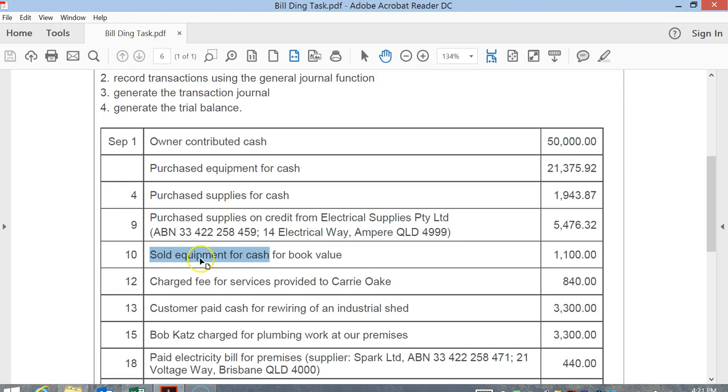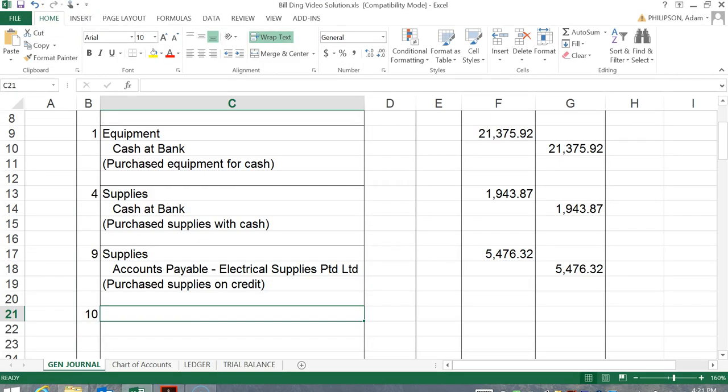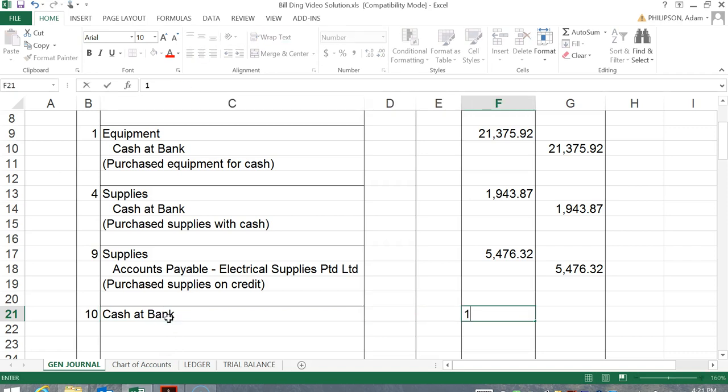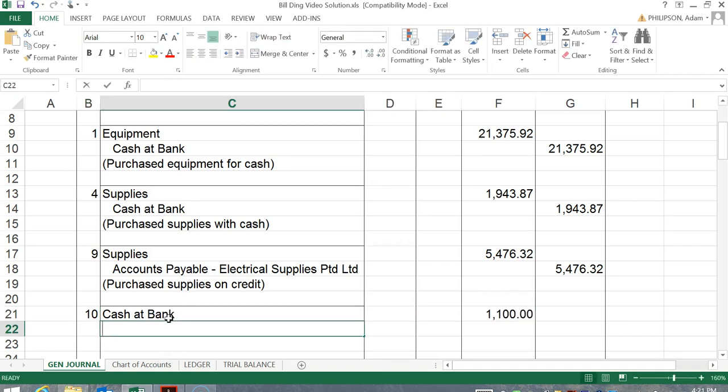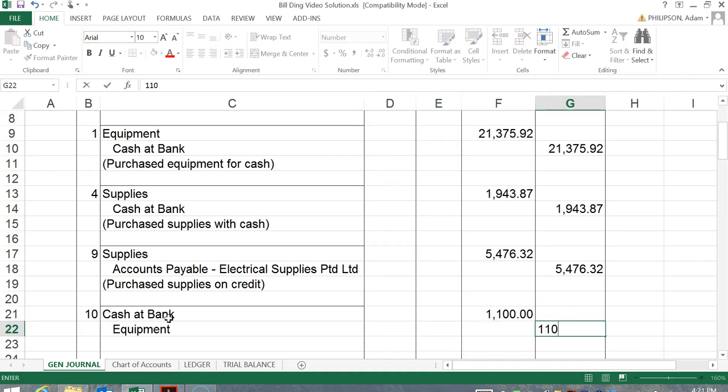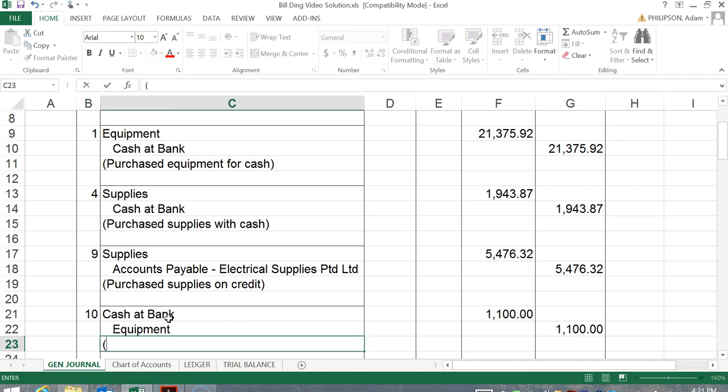And we've sold the equipment for cash. We're receiving cash. Cash is an asset, and it's increasing, therefore it's going to be the debit. Okay, so cash at bank, 700, 1, 2, 3 space bars, and equipment is going down. Sold equipment for cash.